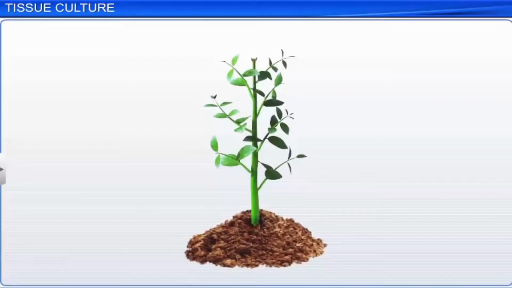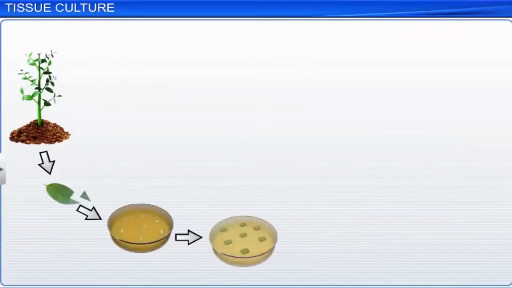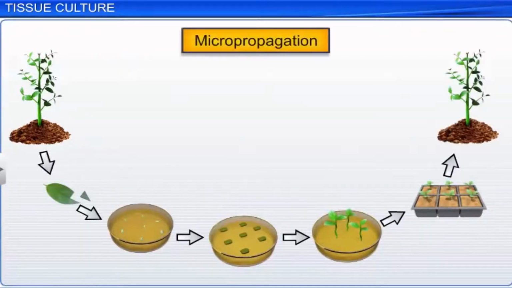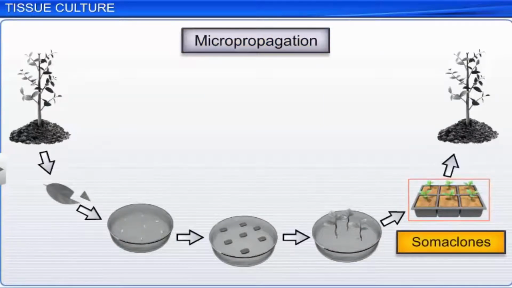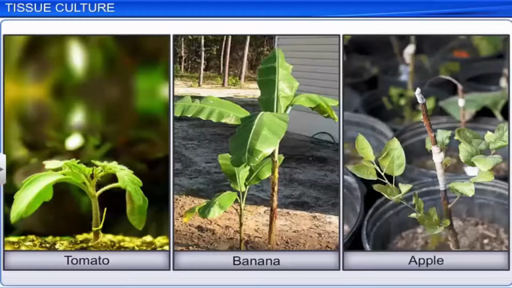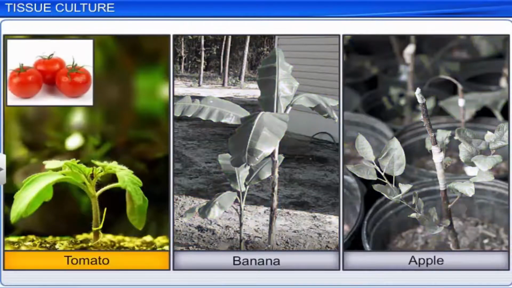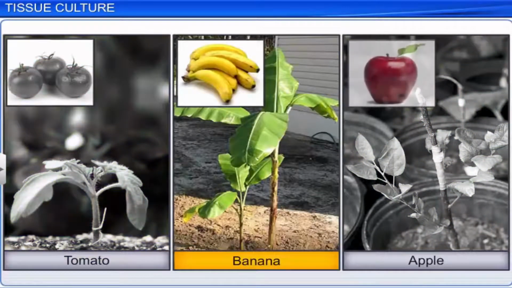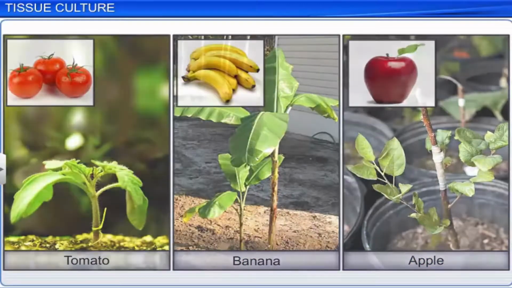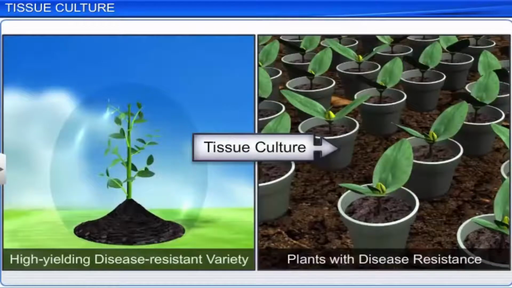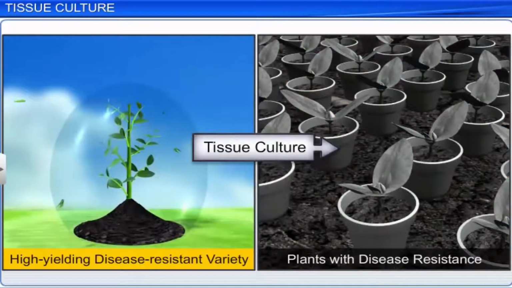Therefore, tissue culture is performed using a small part of a plant to develop many plants, and so is also called micropropagation. As all these plants are developed from the same part of the parent plant, they are genetically identical and called somaclones. Micropropagation or tissue culture is employed in the large-scale production of tomato, banana, and apple. This technique can also be used to propagate high-yielding, disease-resistant varieties in a short span.